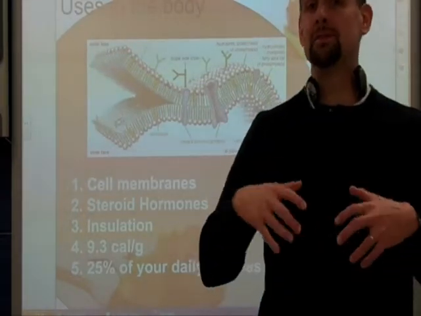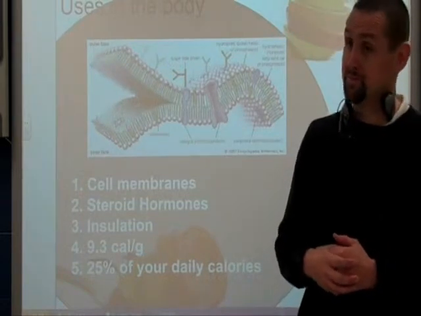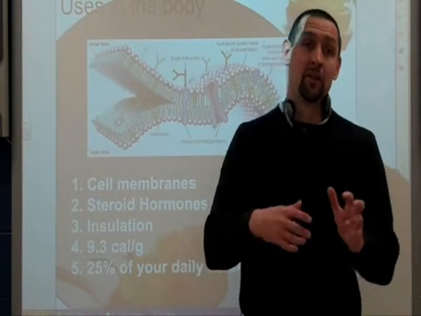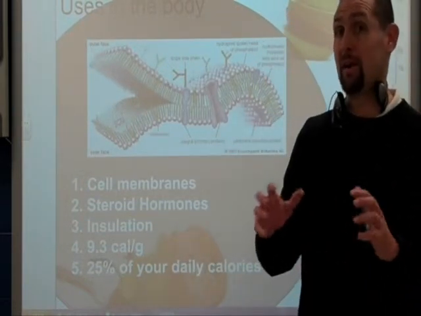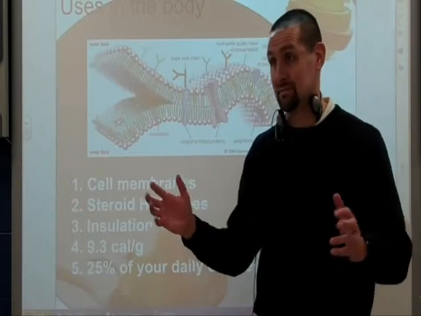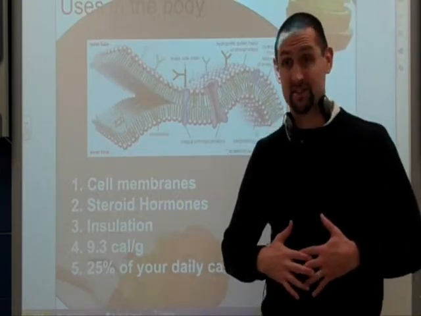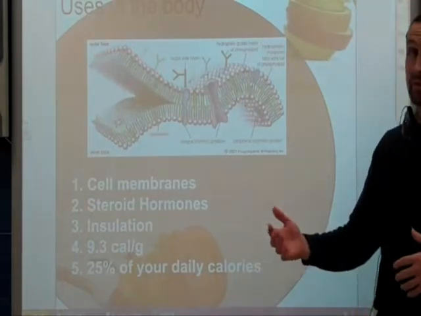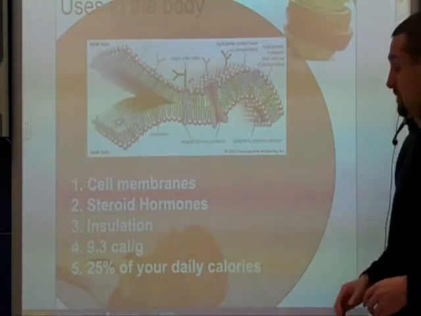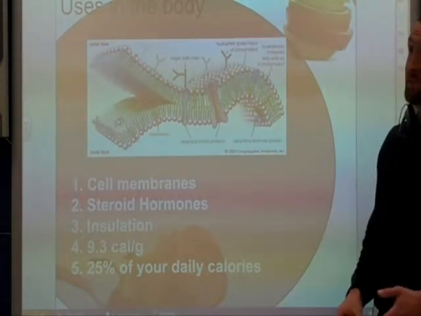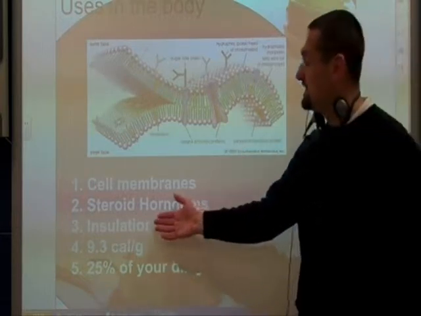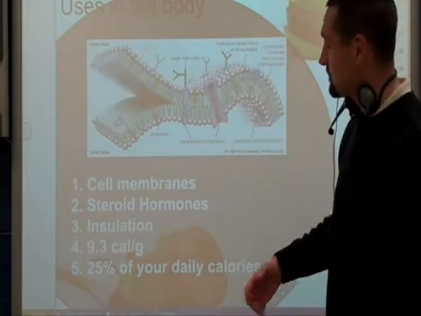Their bodies are unable to make some of the steroid hormones. Because of that, their menstrual cycle might be off, or they might not menstruate while they're training, because their body fat is so low that they can't make steroid hormones, which are typically sex-related hormones. So it might throw off things like their menstrual cycle. We use fat for insulation. It helps keep us warm.